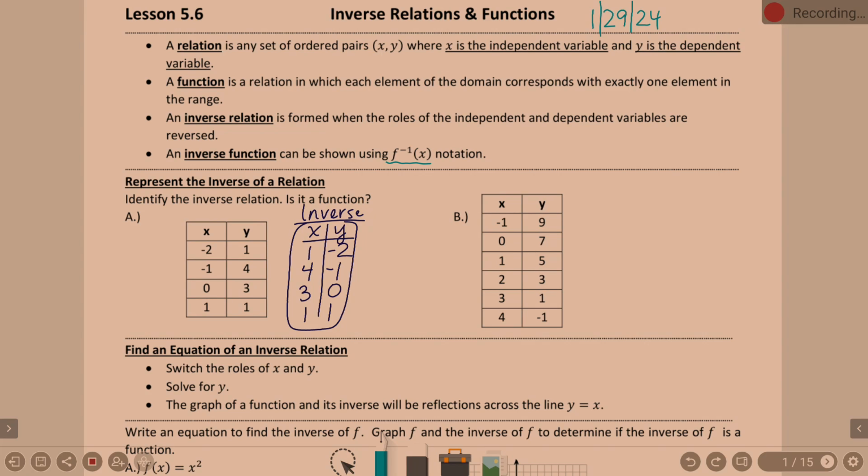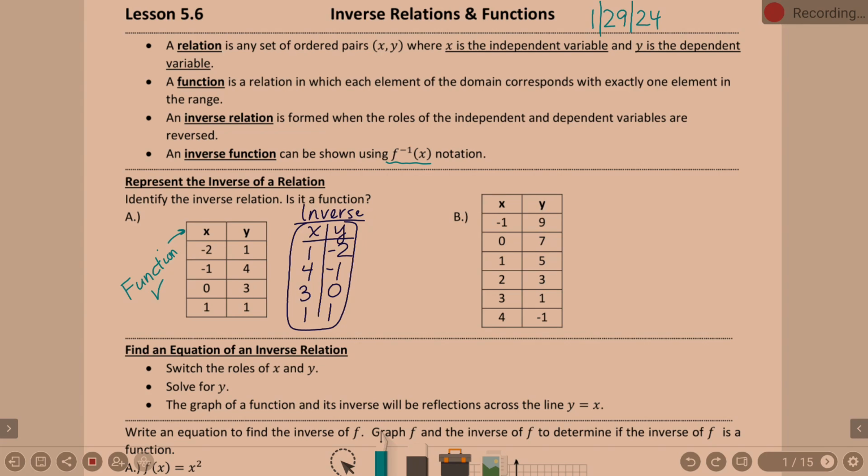Okay, as long as the x values do not repeat, it should be a function. If my x values do repeat, there's a chance it's not a function. Okay, so this one, my original xy chart here, it is a function. Okay. Now, what about my inverse? Is that a function?